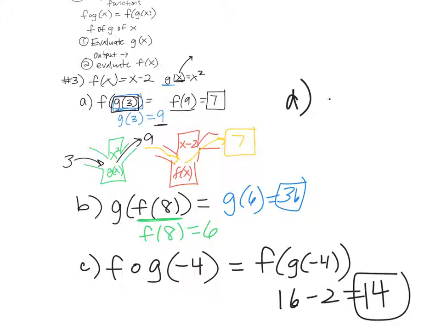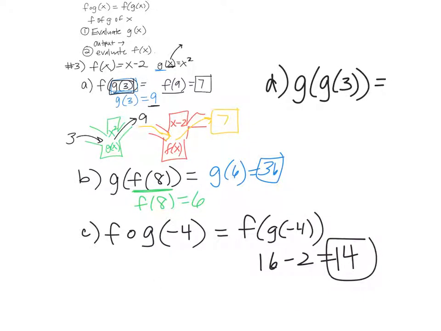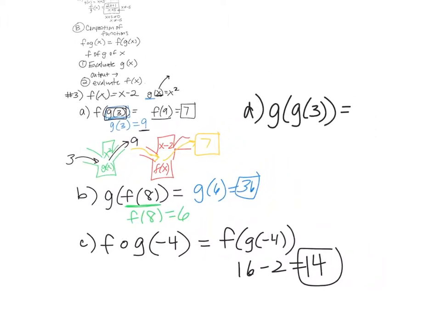Okay. How about g of g of 3? It's okay to use the same function twice. That's okay. G of g of 3. So try it. Think about it. Think it through. You got it? I'm waiting for the answer. 81. There it is.